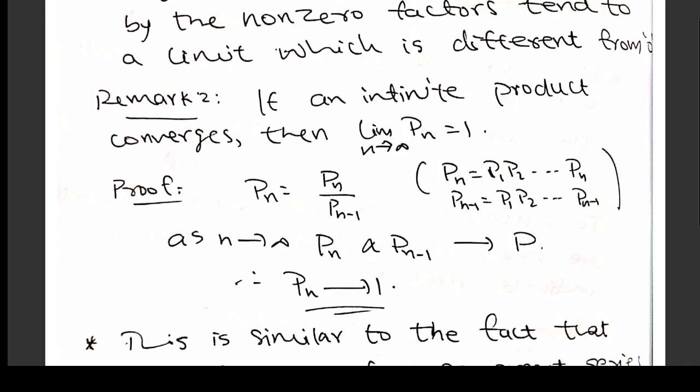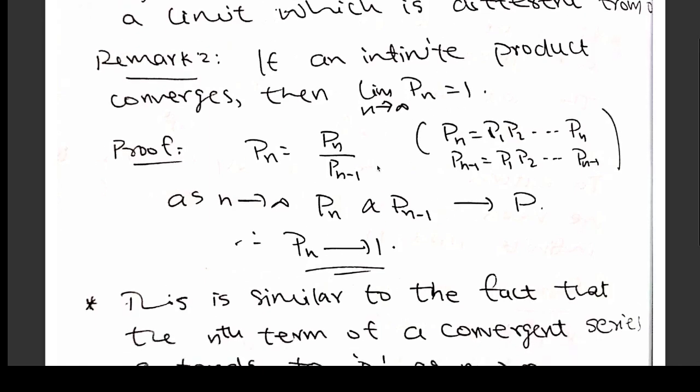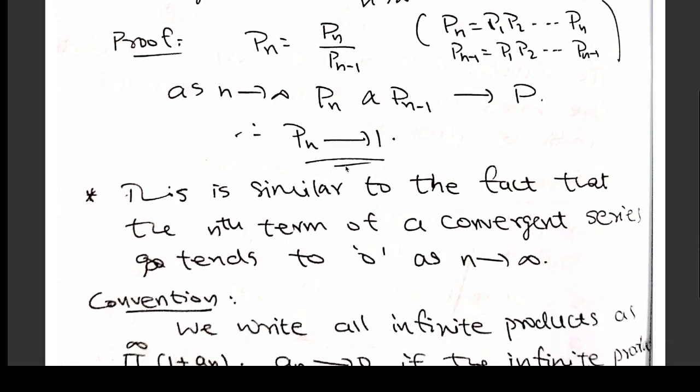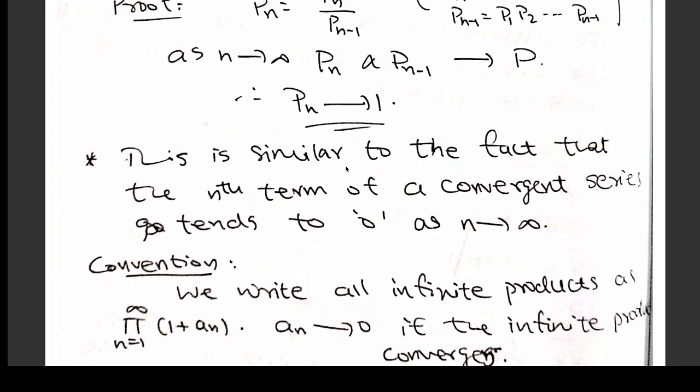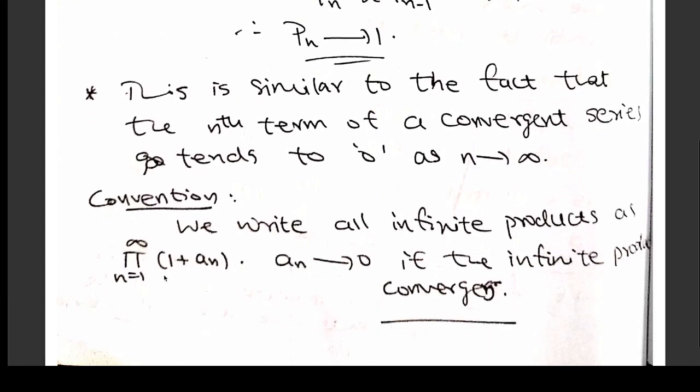An important thing is that, just as in the case of series, there is a necessary condition: if an infinite product converges, then the nth term will go to 1. That's very easy; you can just take the quotient and find the limit. This is similar to the fact that the nth term of a convergent series goes to 0. Because of this, we will have a convention: we will always consider the product of 1 plus an with an tending to 0. This is only a convention.